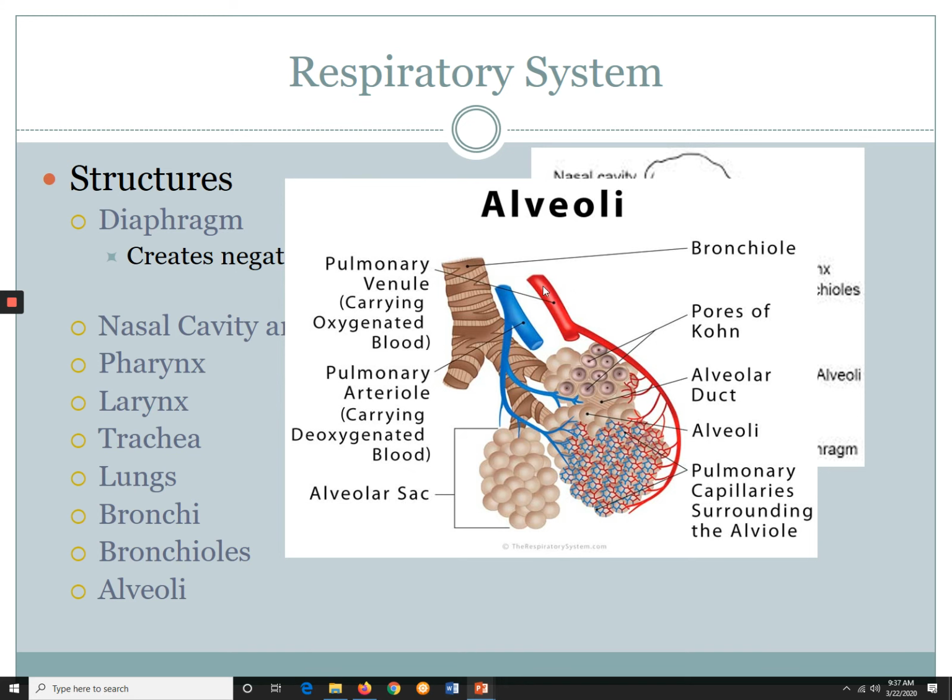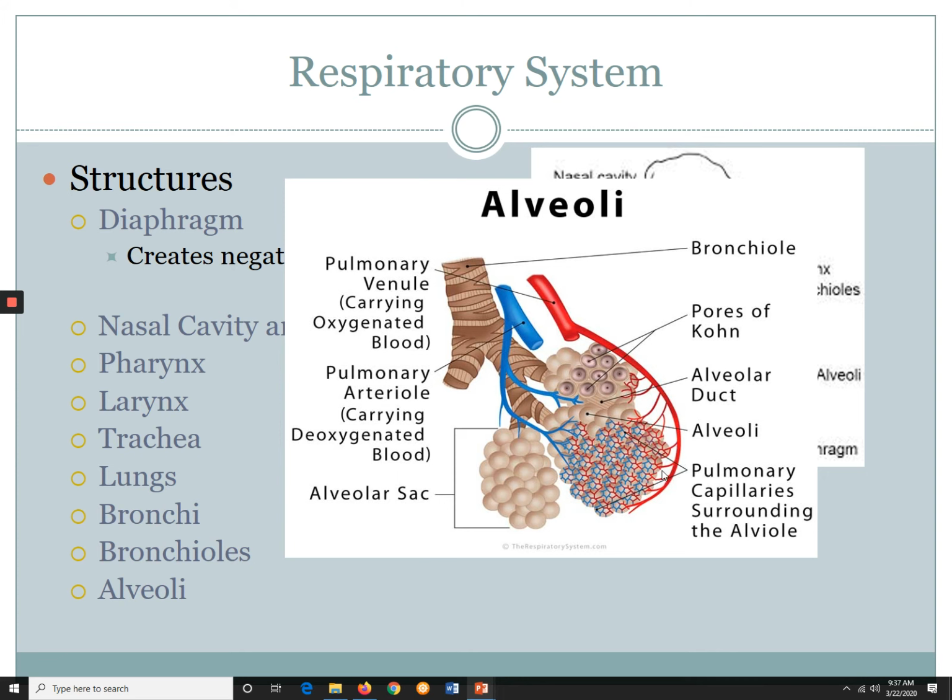So if we go back to what we just learned about the circulatory system, red means artery, which is blood coming from the heart. This is deoxygenated blood. This is blood that has more carbon dioxide than oxygen. So what happens is it goes over the alveoli, which are little sacs.